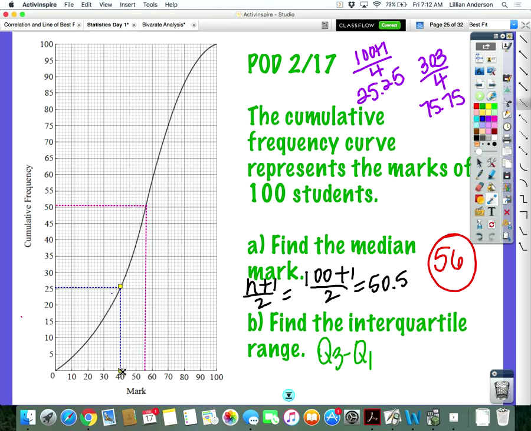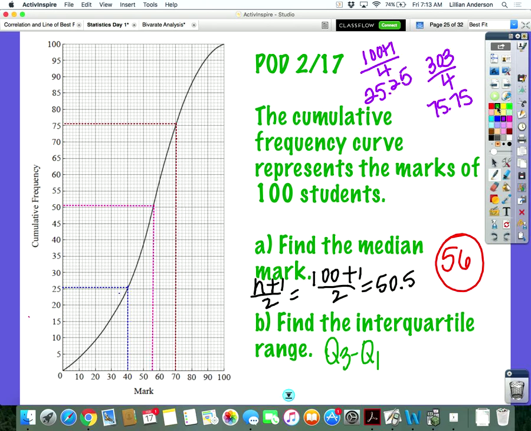So I'd say my Q1 is about 40. My Q3 is about 70. Okay, so I can say that Q3 is 70, Q1 is 40, so my interquartile range is 30. Remember, the interquartile range basically tells you where the middle 50% lie. So basically 50% of your data lie from this point all the way to this point.